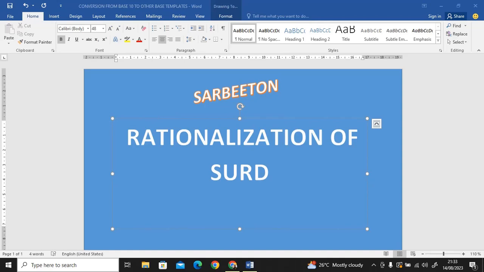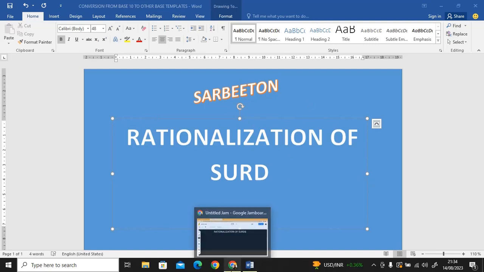Now this is rationalization of surds. We are going to put into practice all that you have learned from the beginning of surds to the last chapter before this. Rationalization of surds is always a major concern for students, but it is very simple. Let's look at how we can solve this.